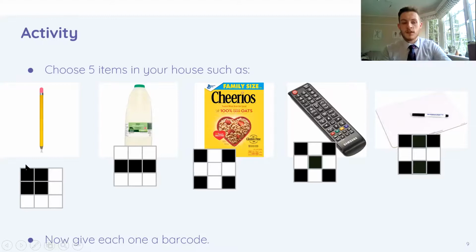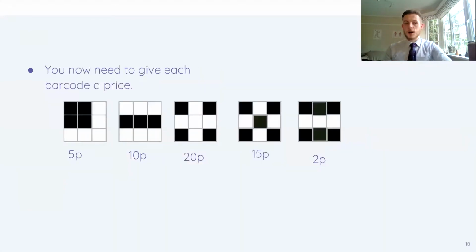The task isn't to draw barcodes, the task is to be able to read the barcodes, right? So if you give each one of these a barcode, you can pretend they're the same as mine if you want. And then I'm going to tell you that each one of these barcodes is a different price. This barcode here is 5p. This barcode here is 10p. This barcode for the item is 20p. This one is 15p. And this one is 2p.